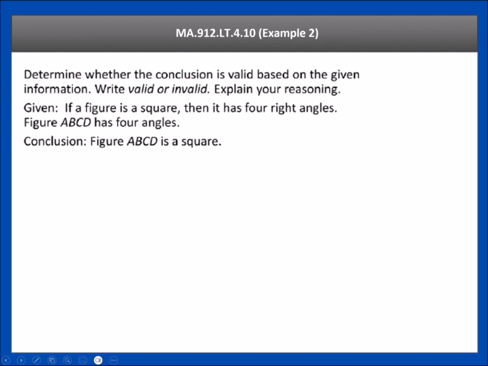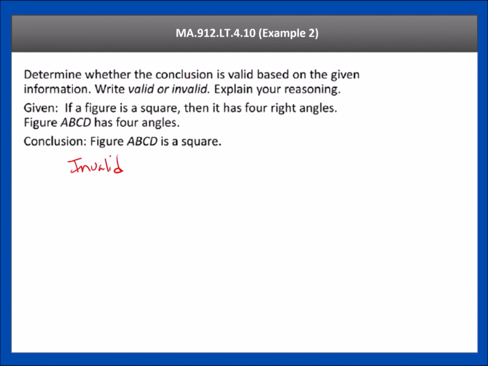All right. So in this case, if I look at example 2, determine whether the conclusion is valid based on the information, write valid or invalid, and explain. So if a figure is a square, then it has 4 right angles. Well, figure ABCD has 4 angles. So what can we conclude? Can we conclude that figure ABCD is a square? So is this valid or invalid? Well, this is actually invalid.